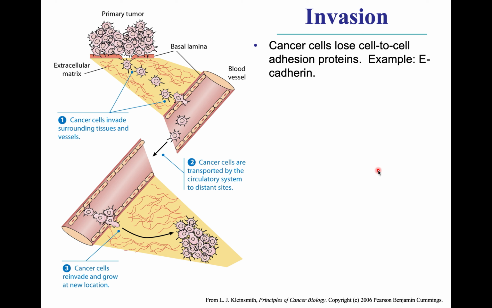So if we think about this process of invasion, there's actually a few things that will have to happen. And really the first step would be that the cells will have to detach themselves from that primary tumor and move to the blood vessels. And so this kind of begs the question, okay, well, what is it that's normally holding those cells together?